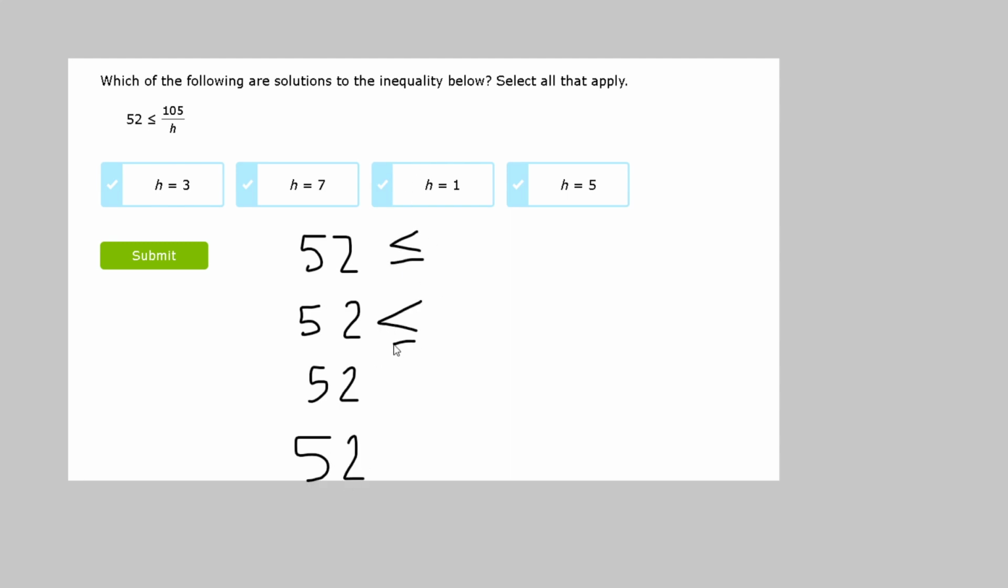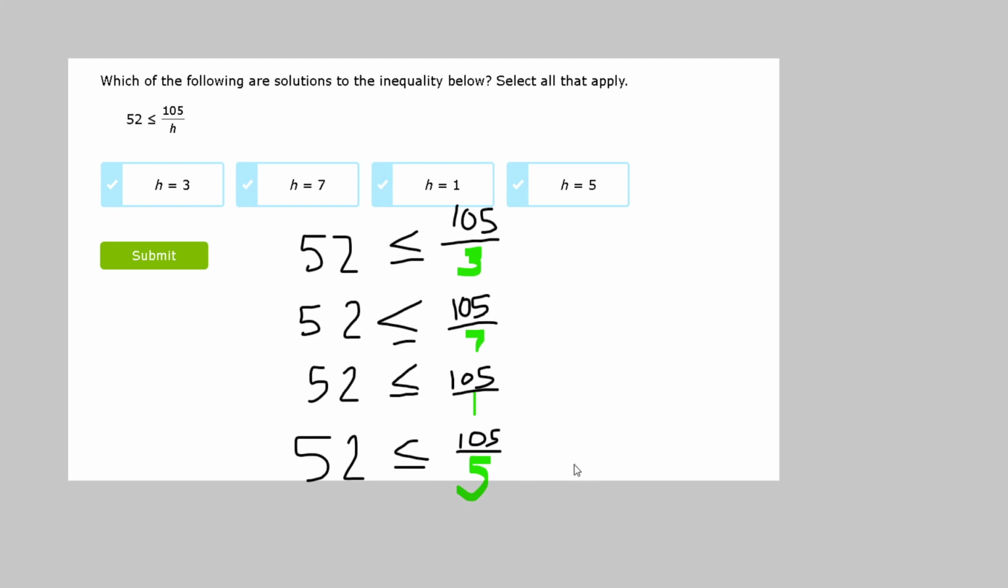So 52 less than or equal to 105 over h. I'm going to leave that blank actually. 105, and then we're going to plug in 3, 7, 1, and 5.